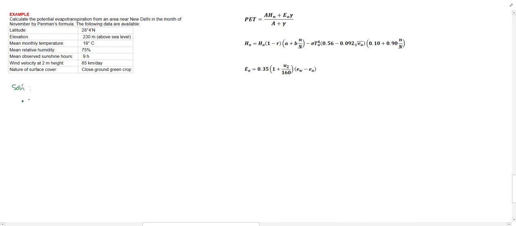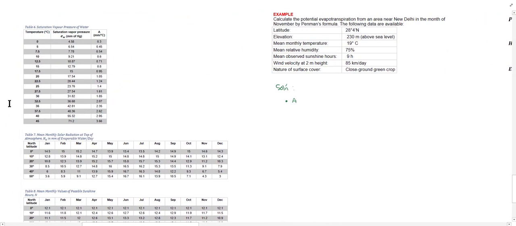Now we start with finding our A. Our A can be taken from table number 6. The requirement to get this A is the temperature. In our given, we have 19 degrees Celsius. But in the table, you will not find 19 degrees Celsius. So, what we are going to do is use the method of interpolation.